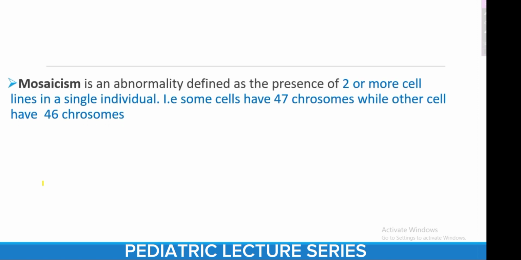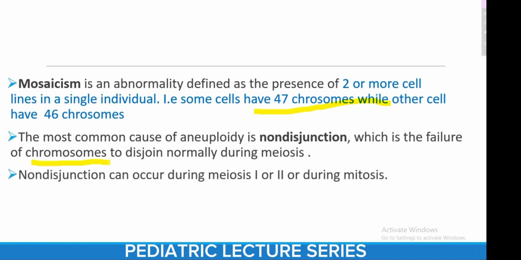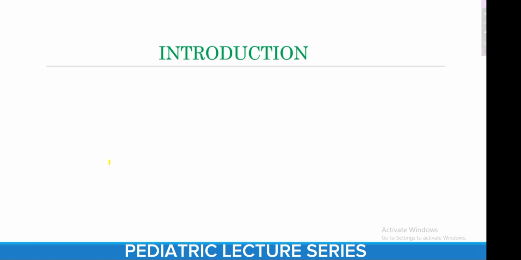Mosaicism is an abnormality defined by the presence of two or more cell lines in a single individual. You have a person in whom some cells contain 47 chromosomes, while other cells contain 46 chromosomes. The most common cause of aneuploidy is non-disjunction, which is the failure of chromosomes to separate normally during meiosis. Non-disjunction can occur during meiosis 1, meiosis 2, or during mitosis.